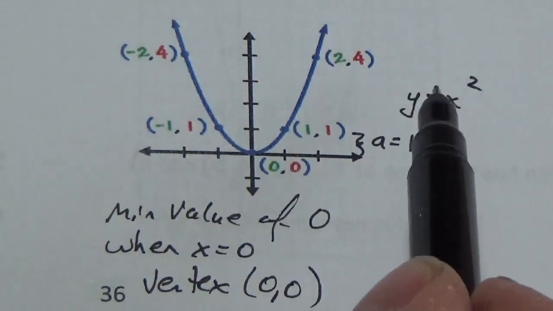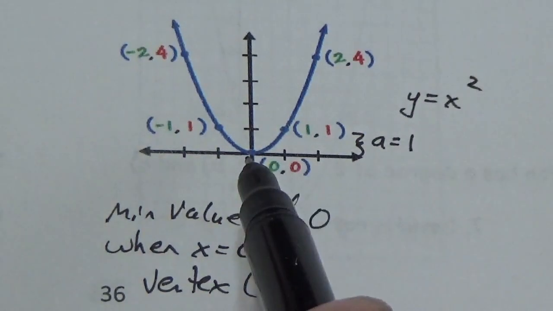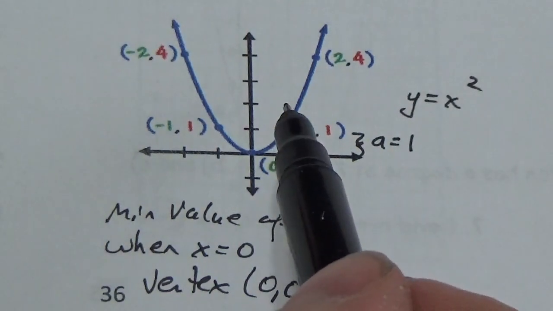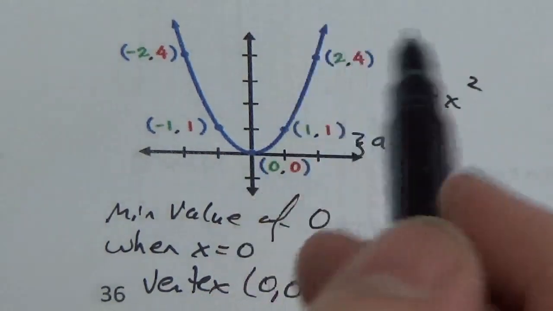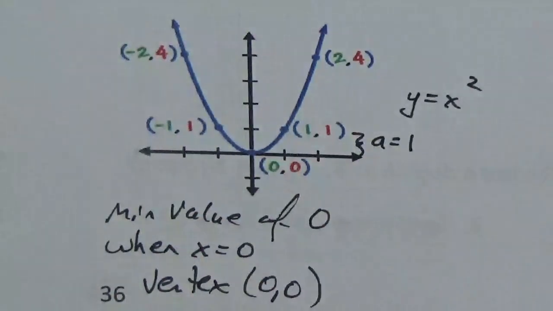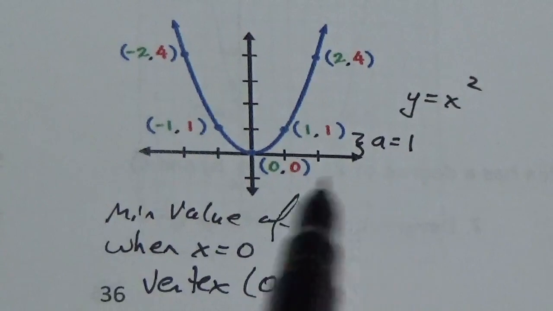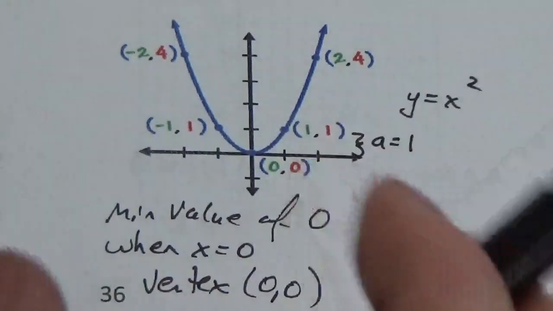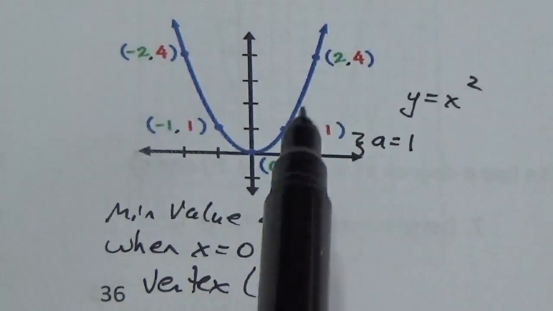So if you put a 2 there, if this was y equals 2x squared, you would go 1 over, and then you'd have to go 2 up to get back to the parabola. And what that does effectively is it narrows the parabola. And we'll talk about that more later on. I just want you to be aware that in this particular basic parabola, that's what I'm looking for.